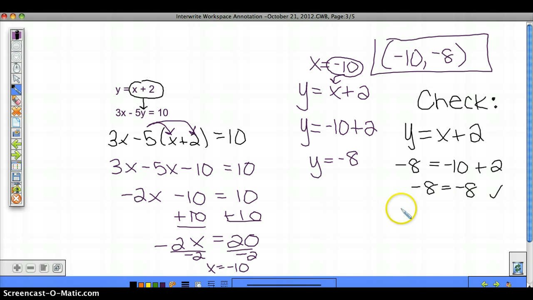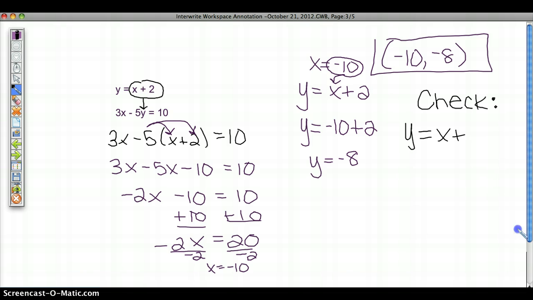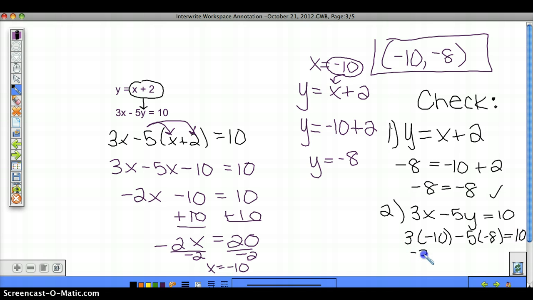And for our second equation, I'm going to number them. For our second equation, we have 3x minus 5y equals 10. So 3 times negative 10 minus 5 times negative 8 should give me positive 10. Negative 30. Negative 5 times negative 8 gives us positive 40 equals positive 10. So it works for both of them. You should check every single time you do these. Now let's do one more example.